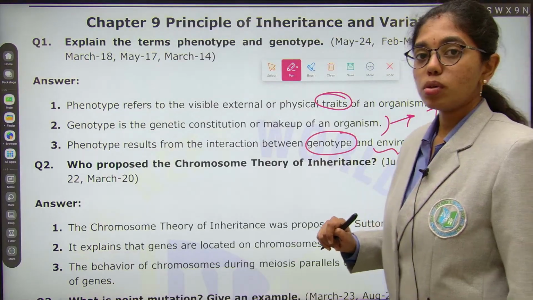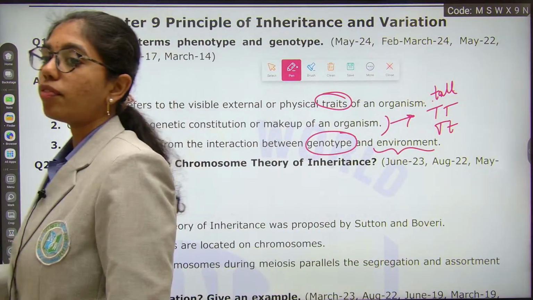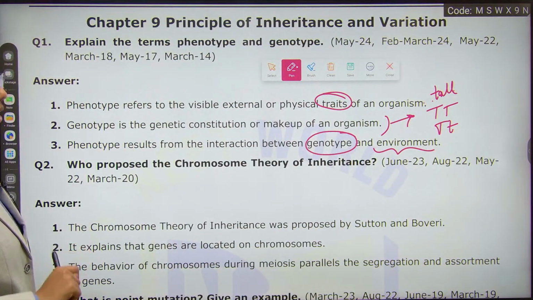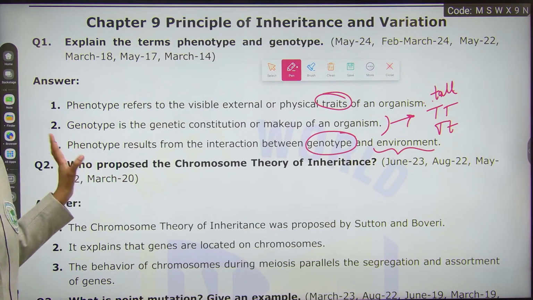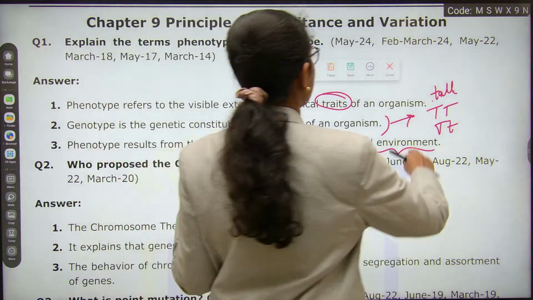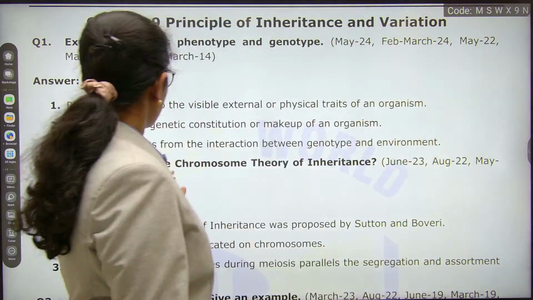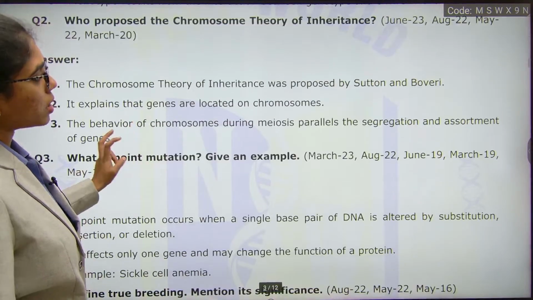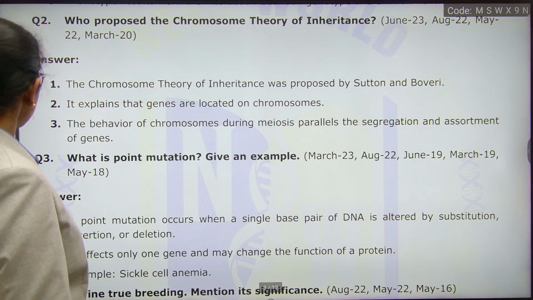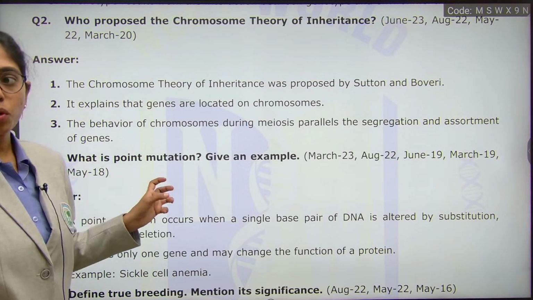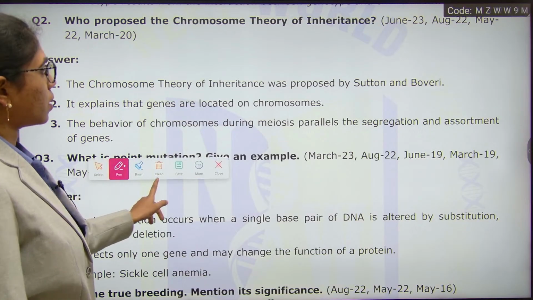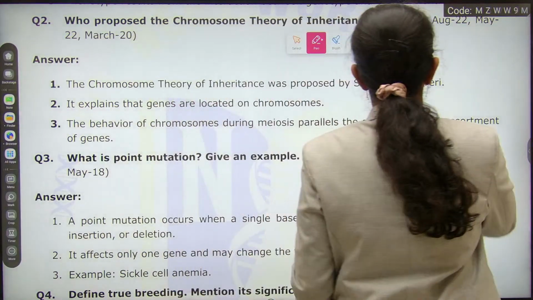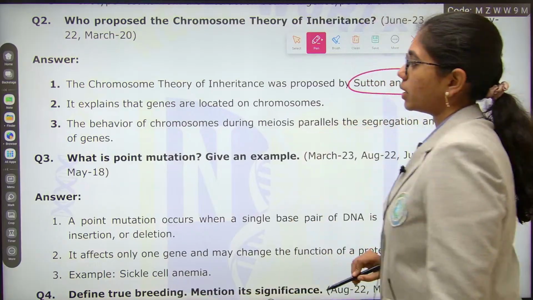Who proposed the chromosomal theory of inheritance? Asked in multiple years like 2023, 22 and 2020 as well. The chromosomal theory of inheritance was first proposed by Sutton and Boveri.